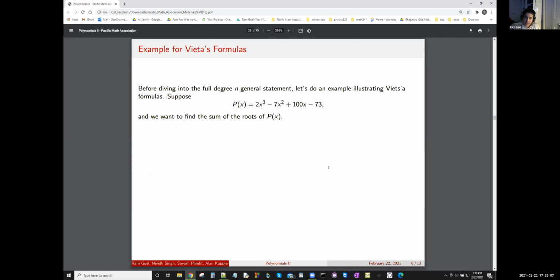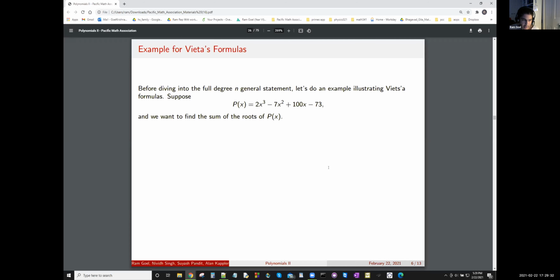So let's say I start off with the coefficients definition of a polynomial. Let's say I tell you that the polynomial is 2x cubed minus 7x squared plus 100x minus 73. Again, these are just randomly chosen numbers. So the point is this doesn't factor very nicely at all. You won't be able to factor it just using integers or possibly even real numbers.